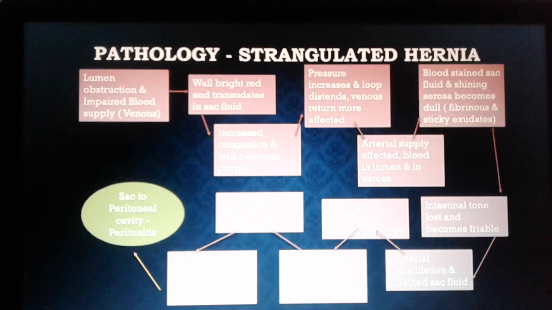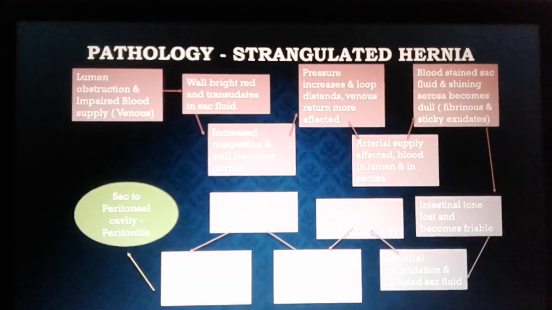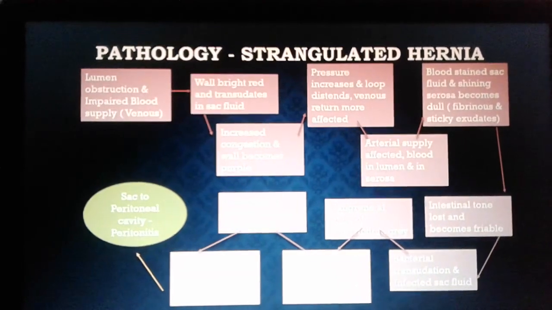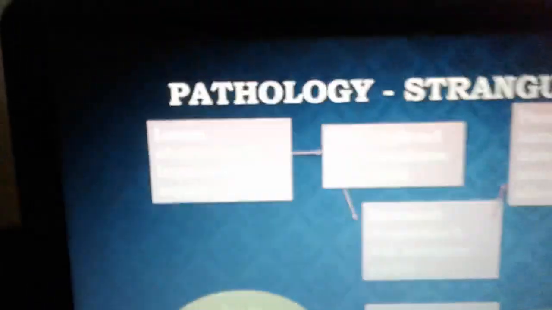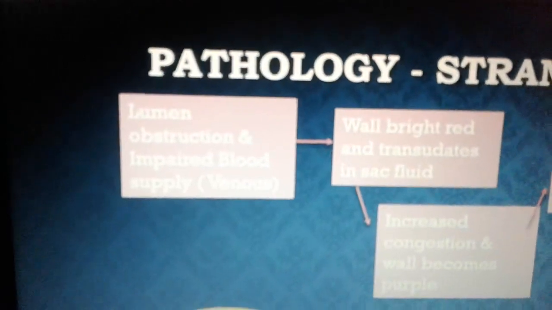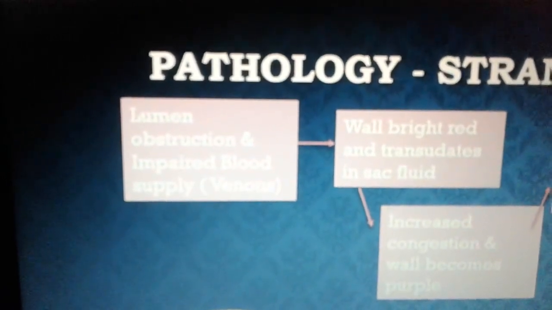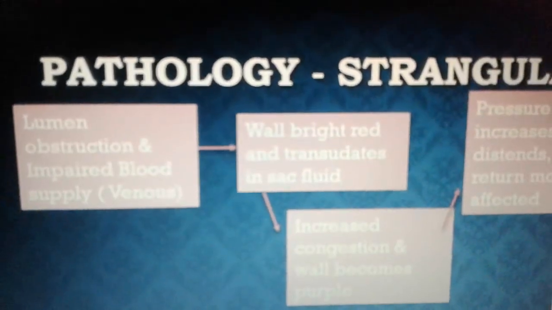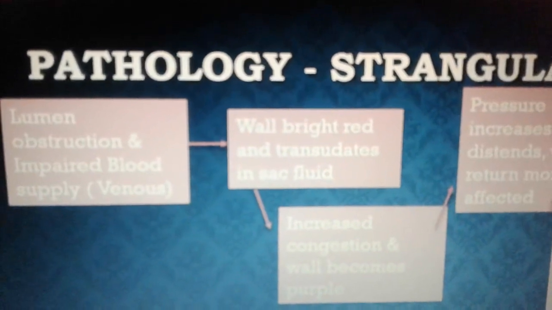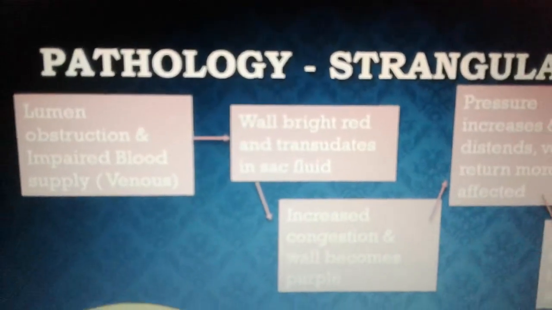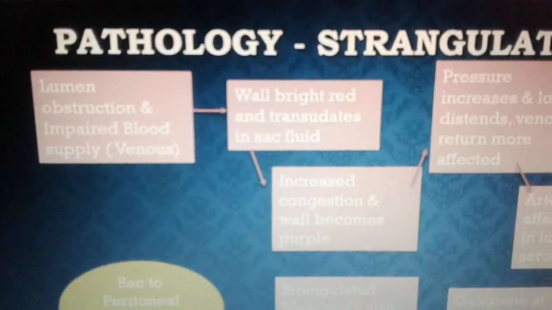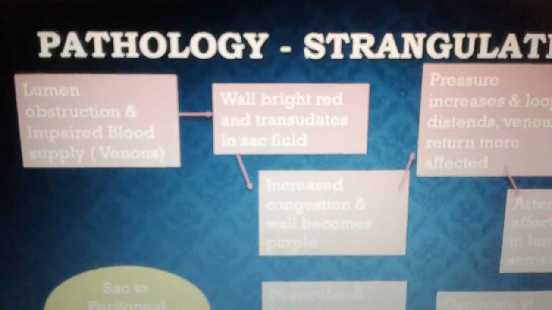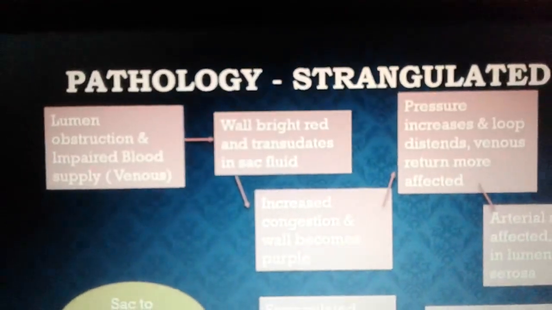There is increased congestion and the wall becomes purple, leading to increase of intestinal pressure and loop distension. Again, more affected venous return is there. It leads to arterial supply impairment, leading to blood in lumen and in subserosal space. Blood stained sac fluid is there, and shining serosa becomes dull due to fibrinous and sticky exudates, right?